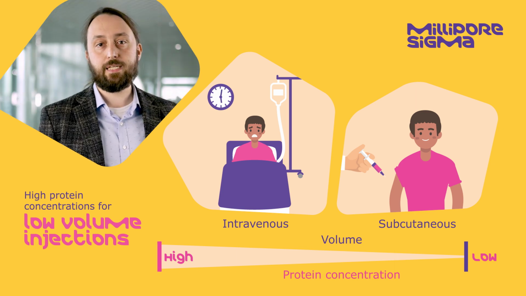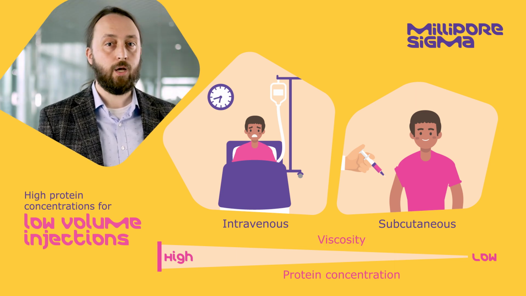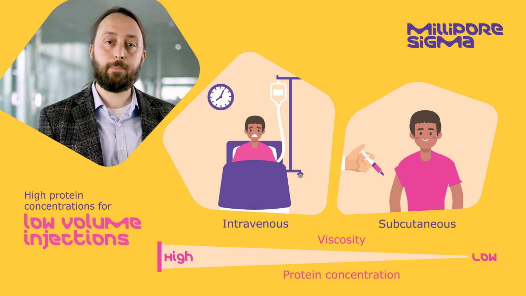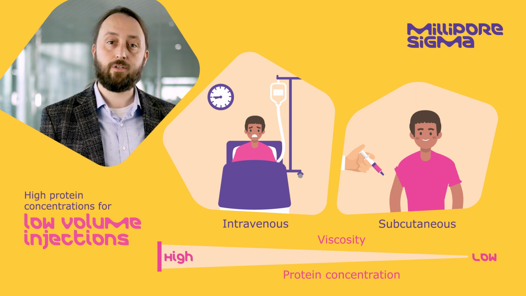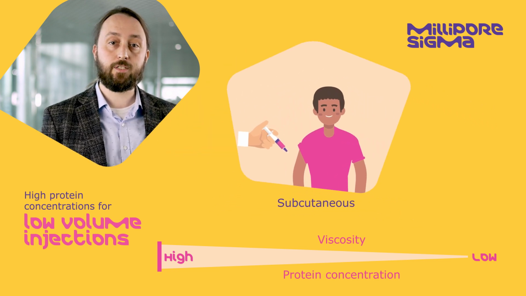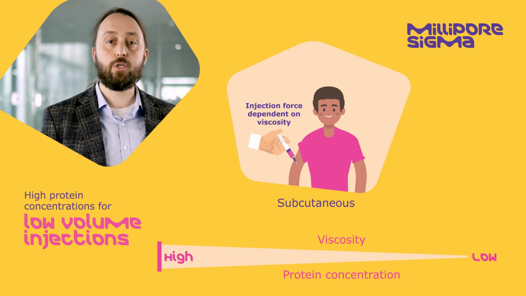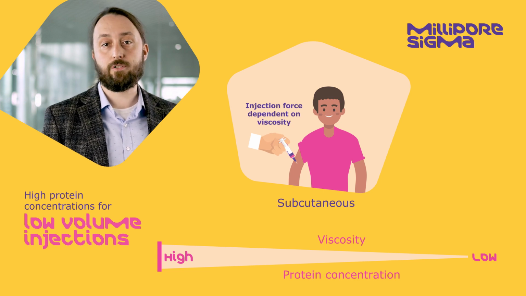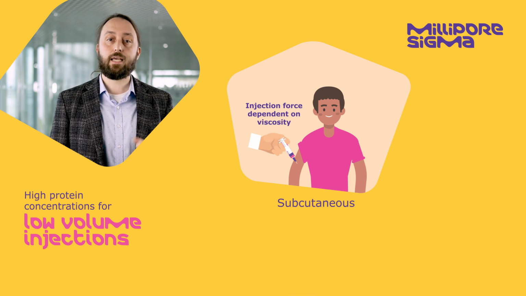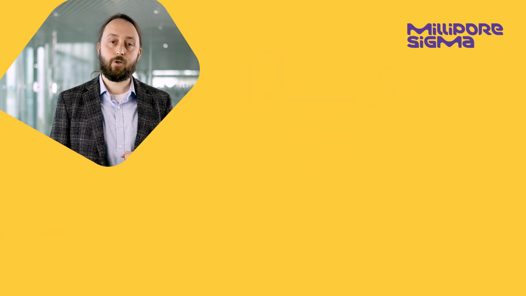This, however, comes with a significantly increased solution viscosity, which is the main limiting factor in creating a subcutaneously administrable protein formulation. If the solution viscosity becomes too high, it becomes too difficult to extract the solution from the syringe and to inject the drug into a patient. Now let's take a closer look at when and why proteins become viscous and take a look at the case studies that we've conducted in my lab.